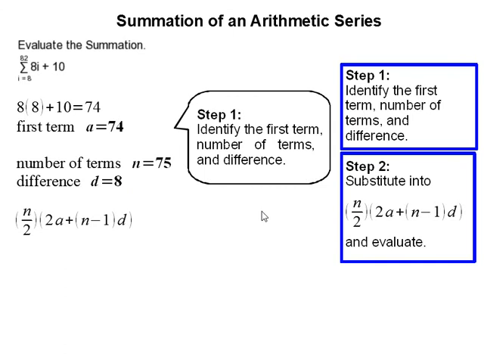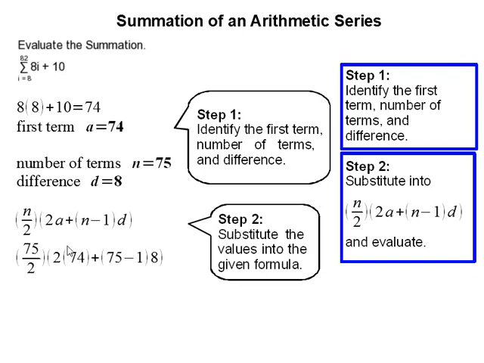Then since this is an arithmetic series, we simply substitute our values into this formula to find the summation of the arithmetic series. For a, I'm going to substitute in 74, for n 75, and d 8, and n is 75 here. Then we evaluate, and that's going to get us 27,750.